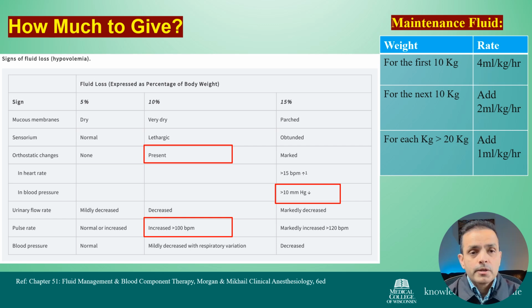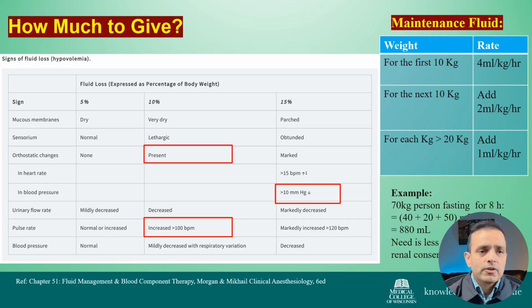In terms of maintenance fluid, you are going to go by the 4-2-1 formula. For the first 10 kilograms, you give 4 ml per kg per hour. For the second 10 kilograms, you give 2 ml per kg per hour, and for anything above 20 kilograms, you give 1 ml per kg per hour. That's how you calculate maintenance fluid. For a 70 kilogram person, you're going to give 40 plus 20 plus 50, which is going to be 110 ml per hour, or 880 ml in 8 hours.